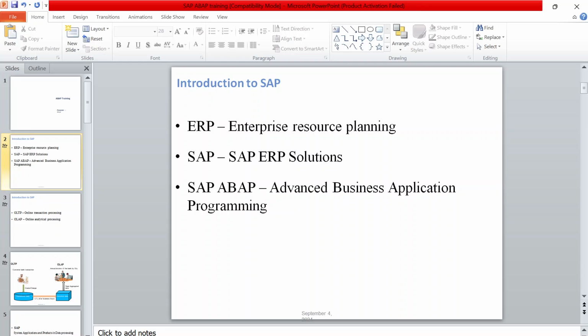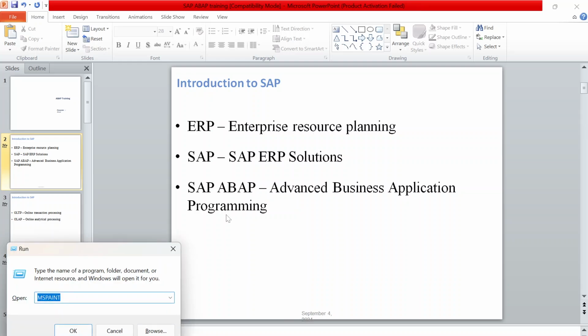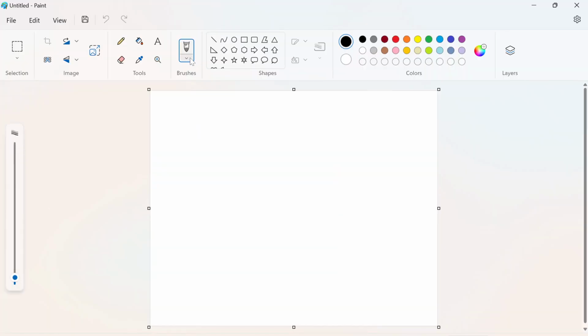How is it different from other softwares? ERP softwares are used to run the organization and to manage different business processes of the organization. Can you tell me what are the different departments in any company? Can you tell me some departments?